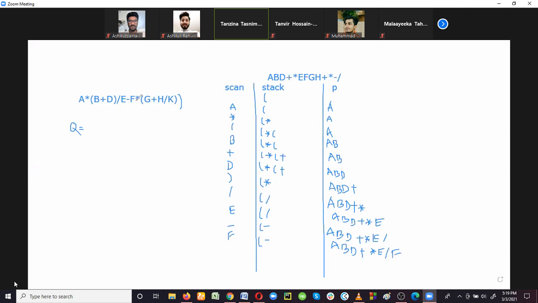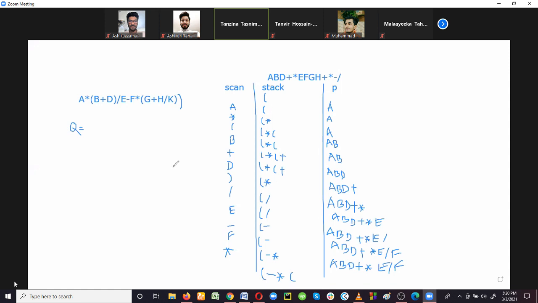Now the next one is the multiplication operator. Multiplication has higher priority than minus, so we can place it in this stack, and the expression will be the same: ABD plus multiplication E division F. Okay. Now the next one is a left parenthesis, so just add it into this stack. Right?